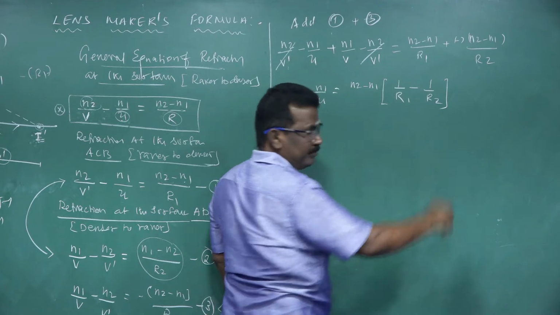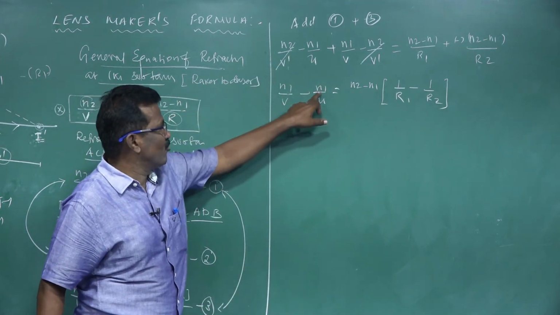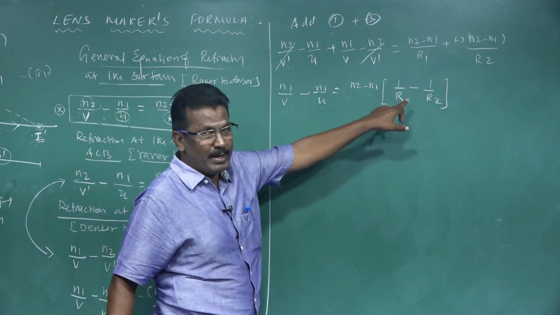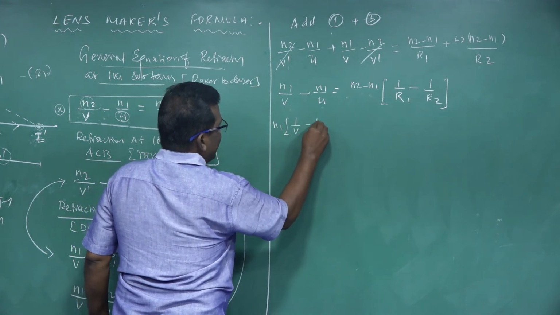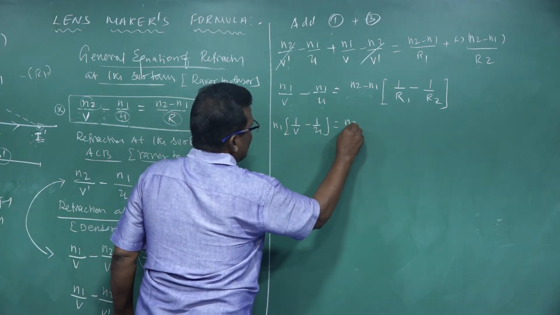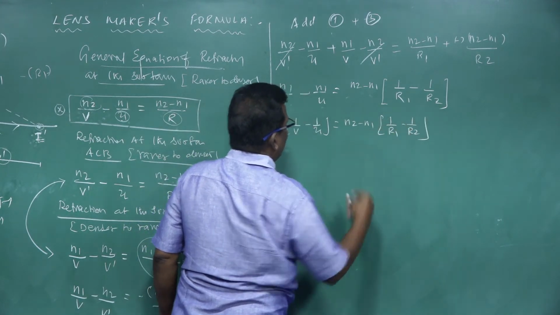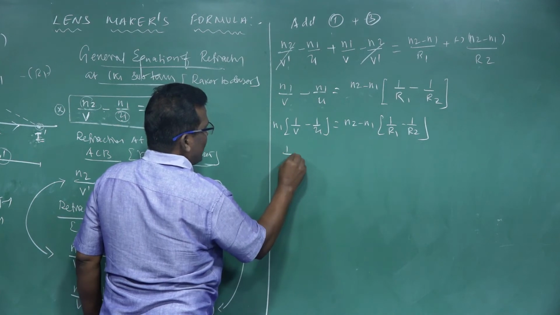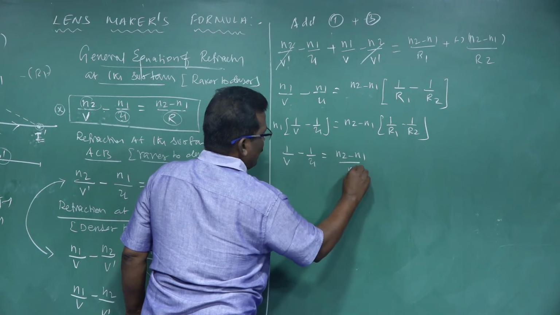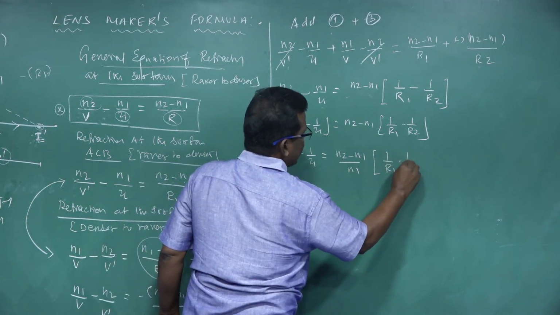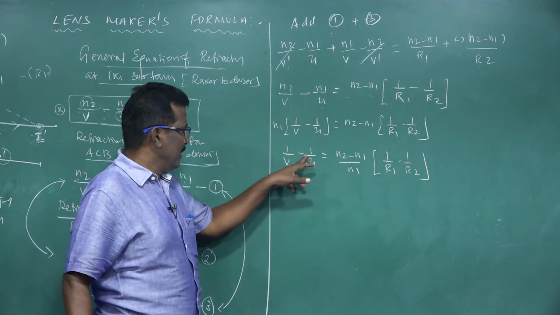After adding the final equation, n1 by v minus n1 by u is equal to (n2 minus n1) times (1 by r1 minus 1 by r2). Take n1 as common once again: 1 by v minus 1 by u is equal to (n2 minus n1) divided by n1, times (1 by r1 minus 1 by r2).